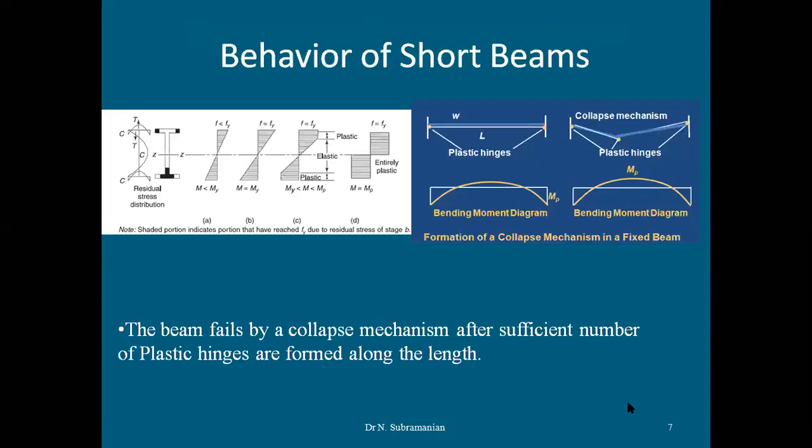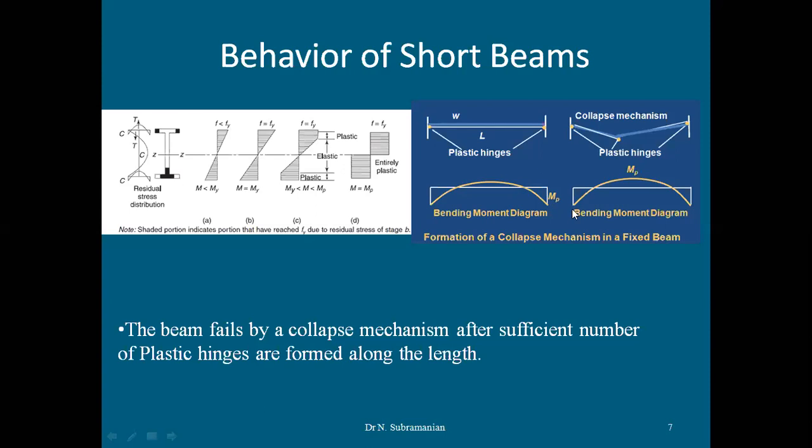Yeah. So again, you can see the behavior of short beams like this. So this is the variation of your bending stresses from elastic stage to plastic stage. Okay. See here, it is elastic. It is changing from elastic to plastic, and you can see both plastic and elastic here, and it's completely plastic over here. Okay. This is how the behavior of a short beam takes place.